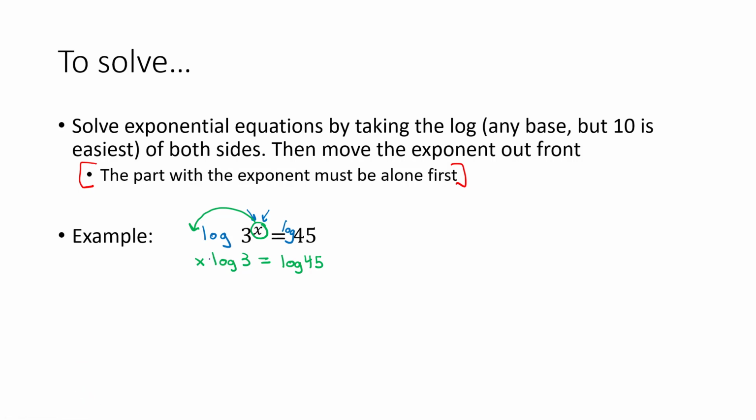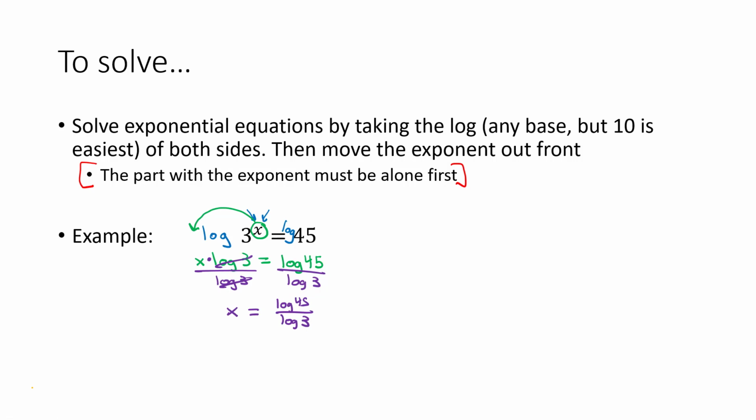We can solve this really quick. That's x times the log of 3. We want to get the x alone, so we'll divide by the log of 3 on both sides. And then we end up with x is equal to log 45 divided by log 3. Well, that's just a quick function on our calculator.